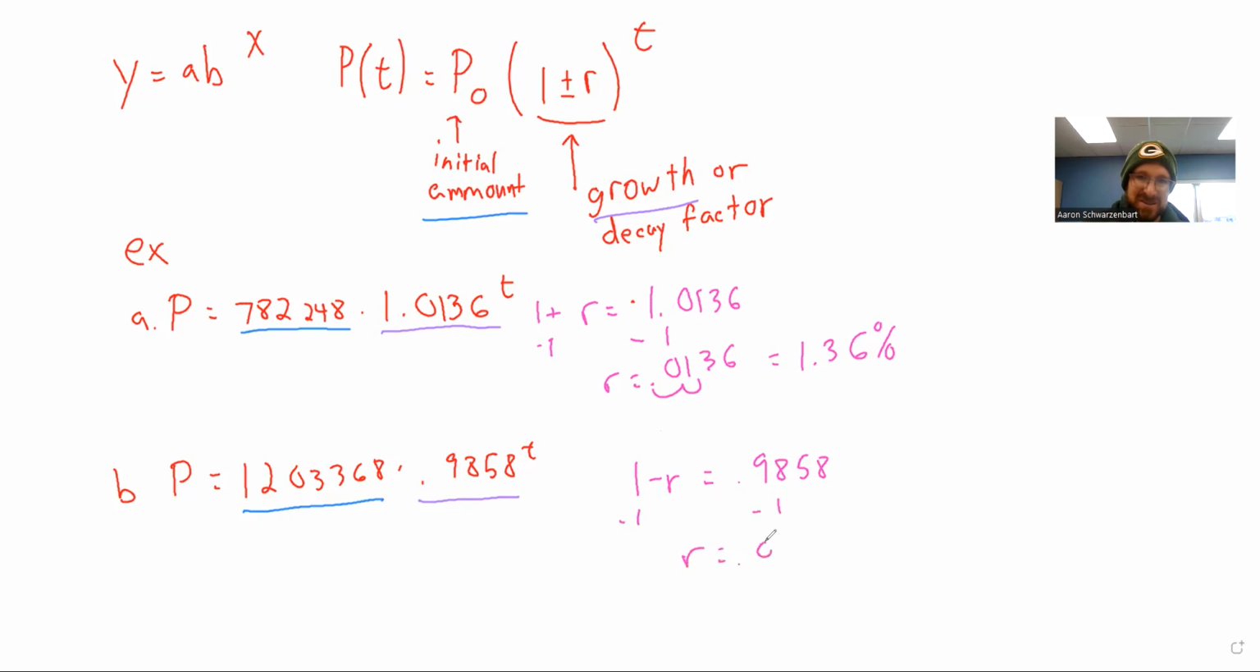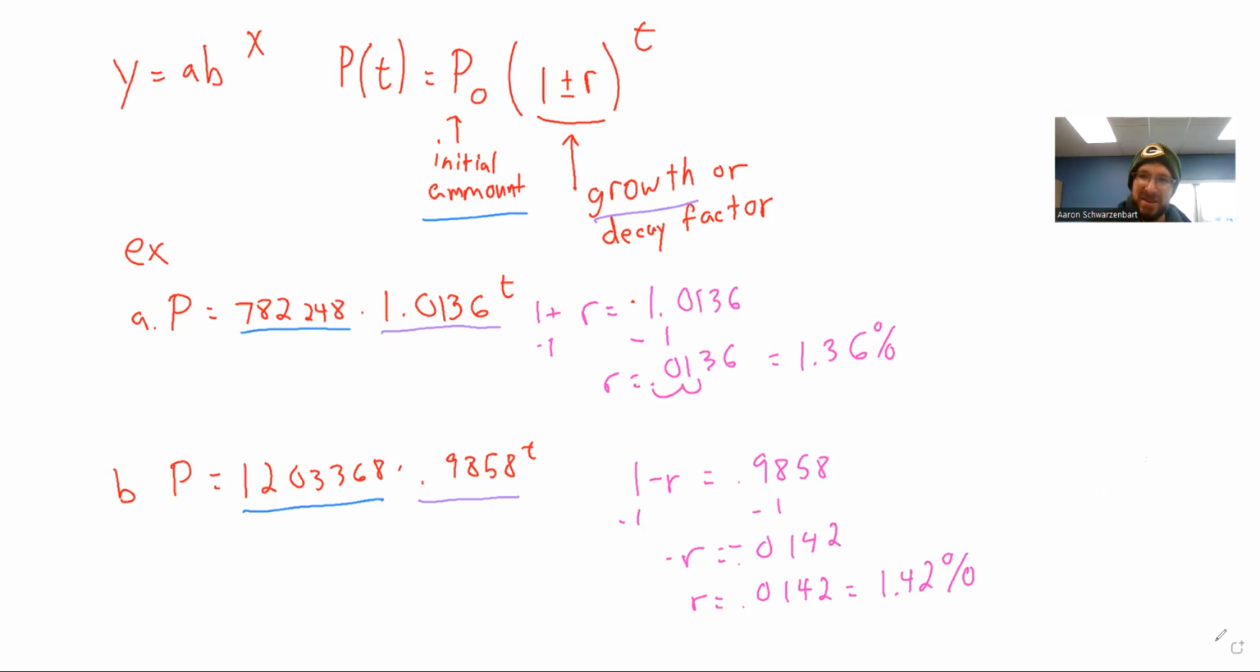r equals 0.0142. Or actually, negative r equals negative 0.0142. So my decay rate is 0.0142, or 1.42%, is how quickly Detroit is losing its population every year.